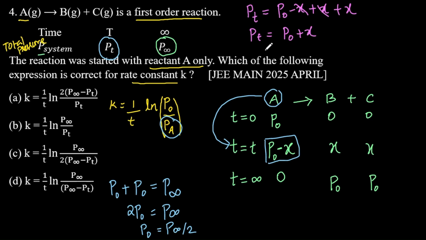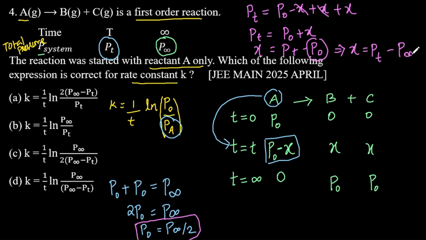So how will you find the value of X? X is equal to Pt minus P naught. So this is the value of X. We already got the value of P naught. So what is P naught? P infinity divided by 2. So let us substitute that. X is equal to Pt minus P infinity divided by 2. So this is the value of X.